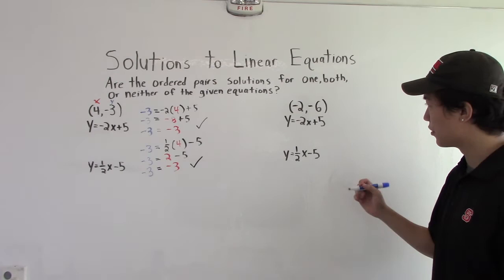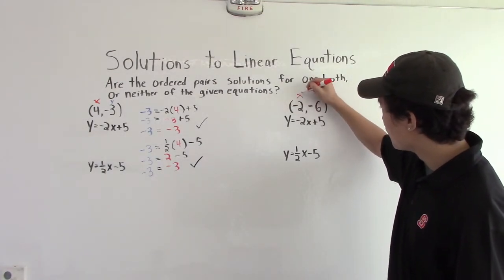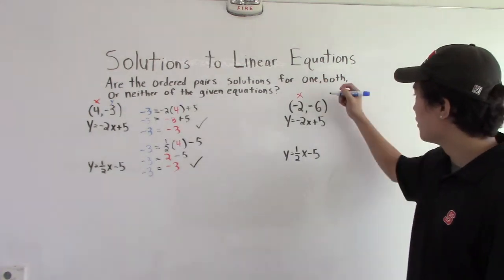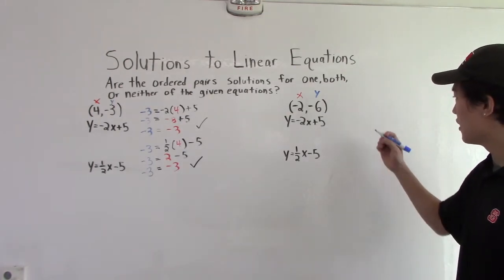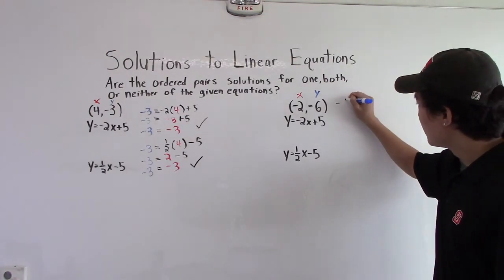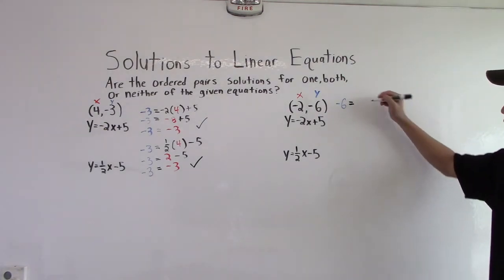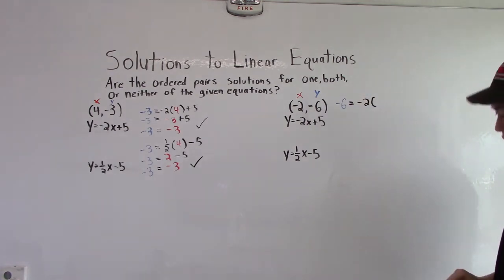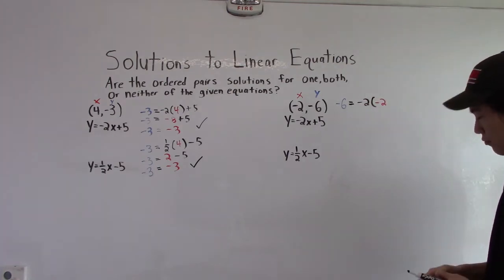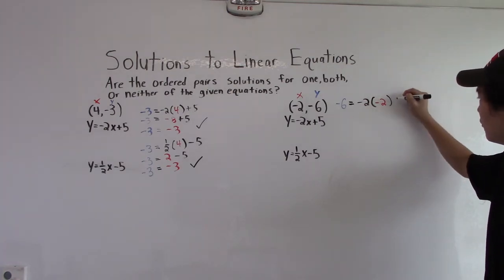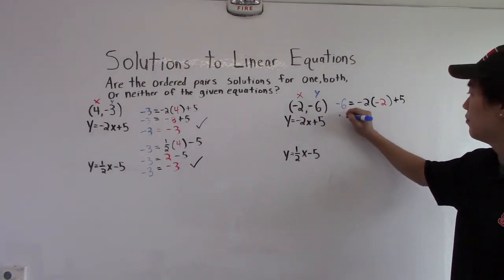And we have the ordered pair of -2, -6, so the x value being -2 and the y value being -6. Let's substitute these values in again. So we have -6 is going to be equal to -2 times our x value of -2 plus 5. Still have the -6 right here.